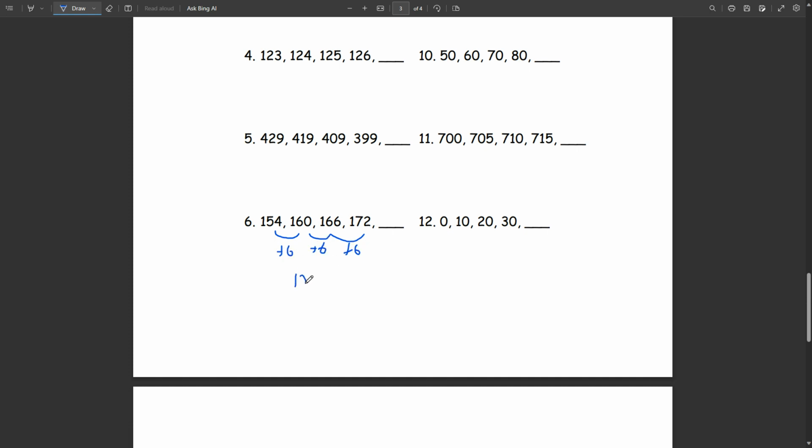Right? So we should do 172 plus 6. 6 plus 2 equals 8. And then we just drag the rest down, so it's 178.